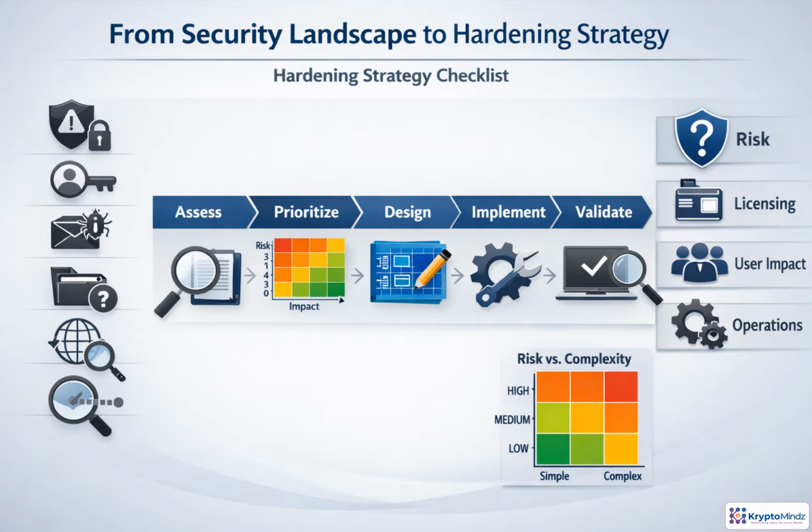Security hardening should not be a random collection of settings. Start by assessing where the real risks are: compromised accounts, overused privileges, email threats, oversharing, unmanaged devices, external collaboration, and audit gaps. Then prioritize based on business impact and implementation complexity. A control is only useful if you understand who it affects, what licensing it needs, what process supports it, and how success will be measured.